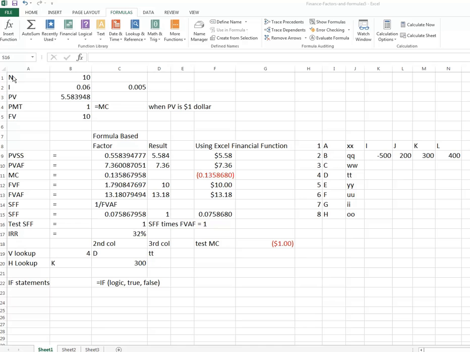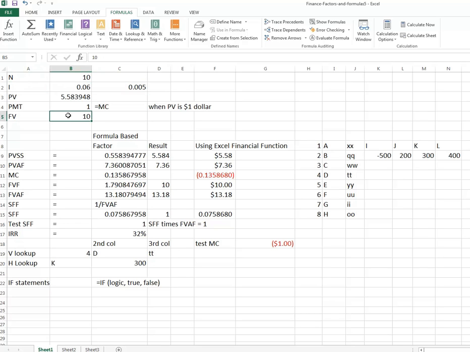In the top left, I have some assumptions here. N being the number of periods, 10 in this case. I being the interest rate per period, 6 in this case, percent or 0.06 in decimal form. And if it was a monthly interest rate, it would be 0.06 divided by 12, 0.005 in decimal form. And we always want to use the decimal form.